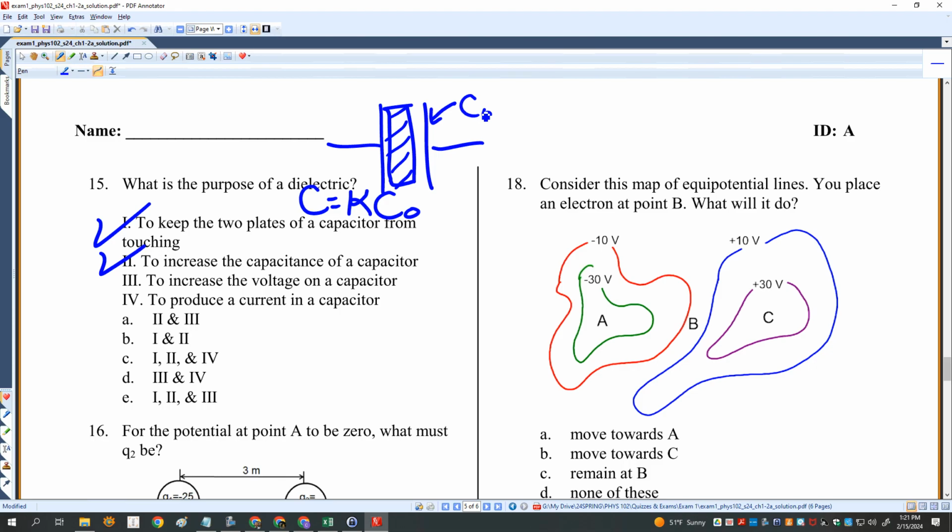To increase the voltage on a capacitor, that might be the case, but not necessarily. And to produce a current, there is never a current in a capacitor. If a capacitor has a current, it means that the capacitor is no longer functioning, that there's never a transfer of charge from one plate to the other.